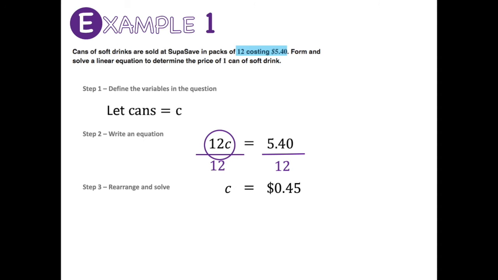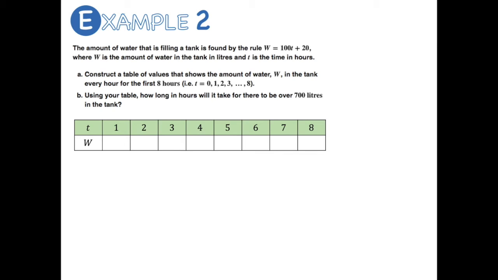So let's have a look at a second example. The amount of water that is filling a tank is found by the rule W equals 100T plus 20, where W is the amount of water in the tank in liters and T is the time in hours. We first need to construct a table of values that show the amount of water in the tank every hour for the first 8 hours.